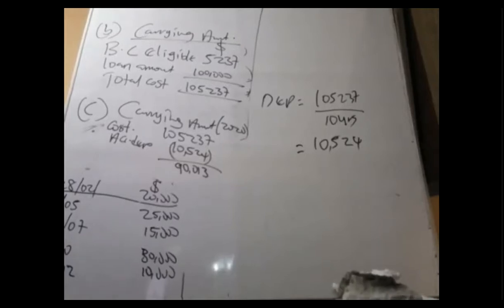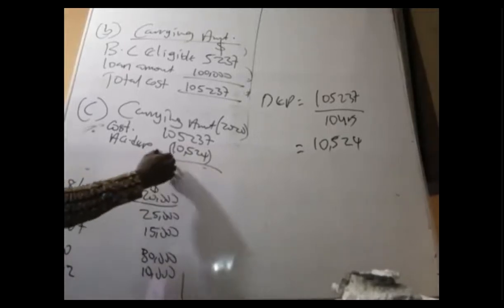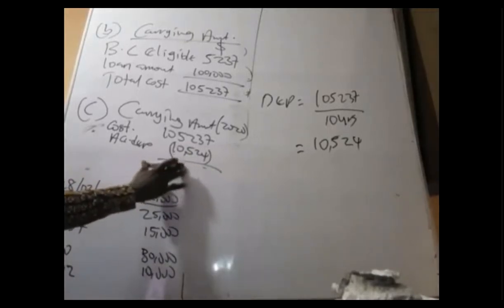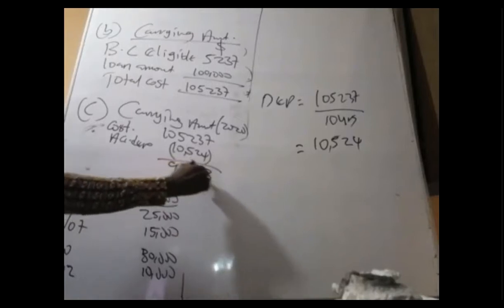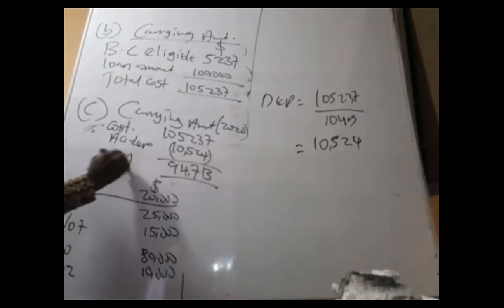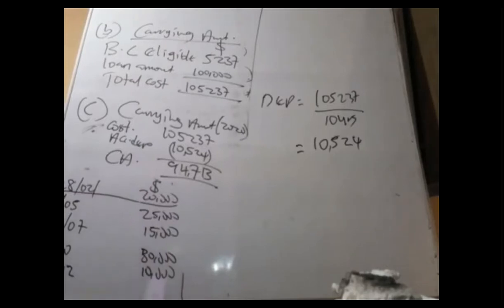I can confirm that that's 105,237 less 10,524. Right. Kindly confirm that for me. My calculator is giving me a different answer. Okay, so this will be 94,713. We are done. So that's the current amount. So we are done with this particular question.